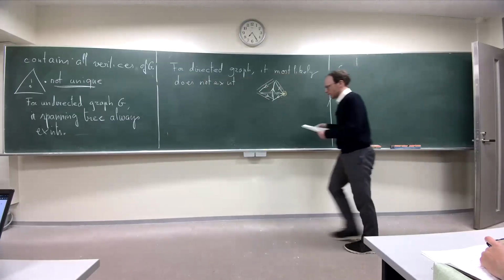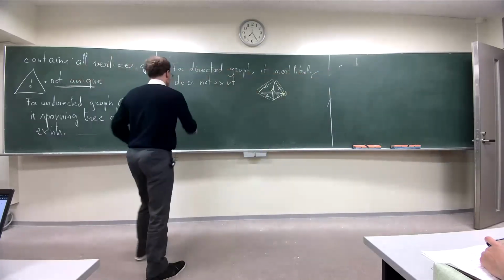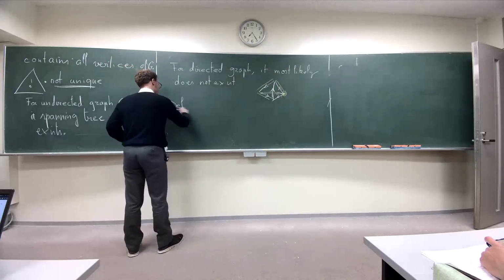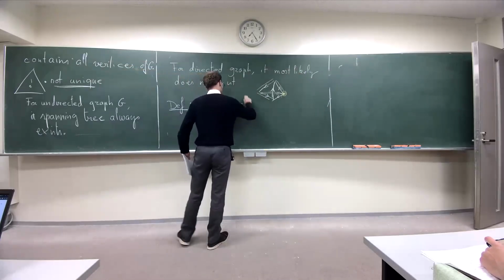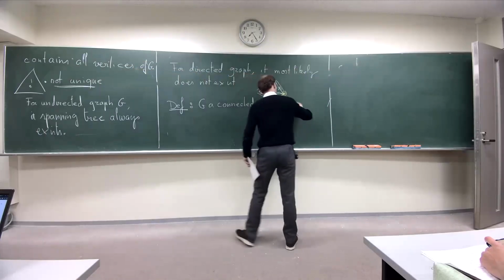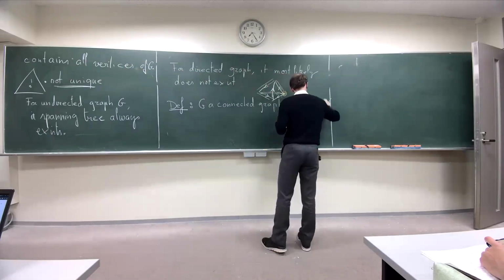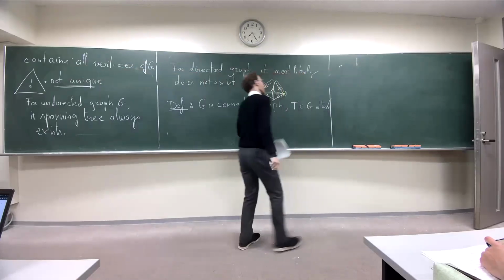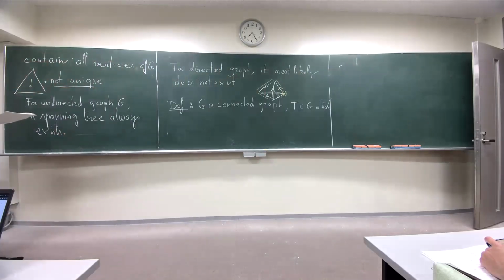Again, if you have any question, you can interrupt me at any time. So let me start a few definitions. So G, a connected graph, and T, included in G, a tree. I'm not saying that it's already a spanning tree. I'm just saying we have a tree inside G.